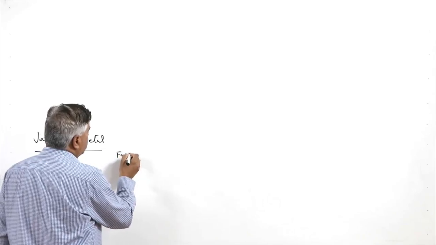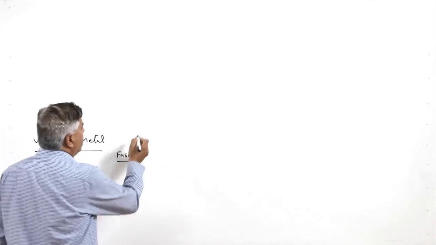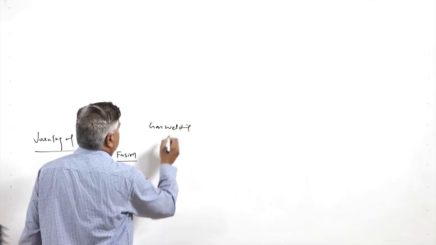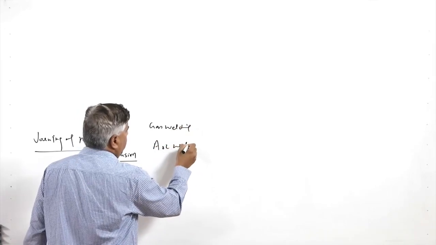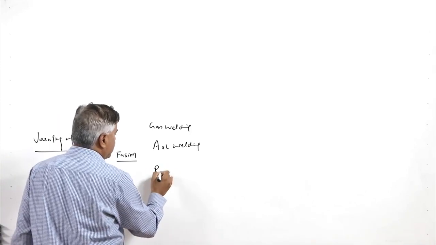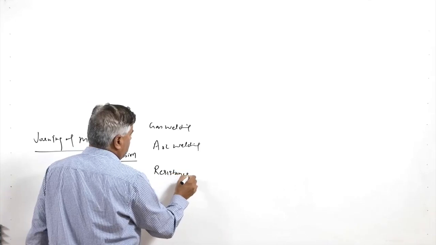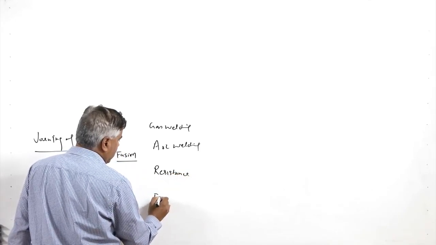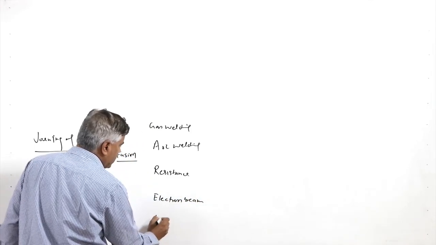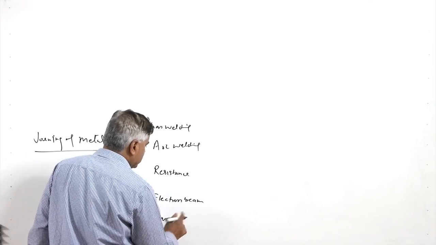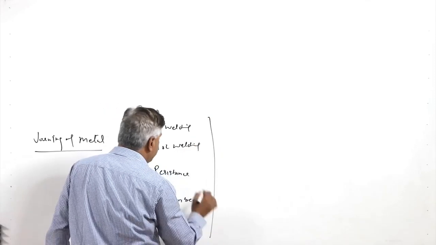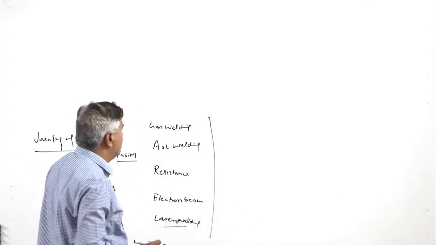Among the fusion welding processes, the common welding processes are gas welding, arc welding, then resistance welding, then electron beam welding, and laser welding. So, what we need to see is the way by which heat is generated in these fusion welding processes.